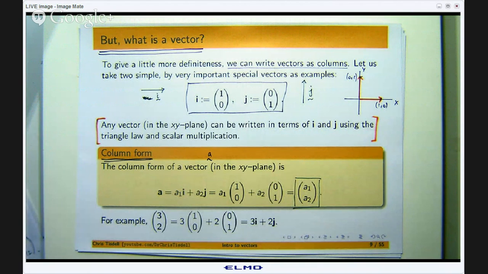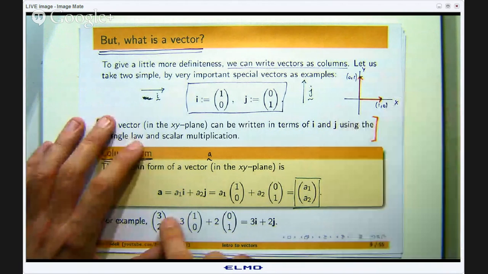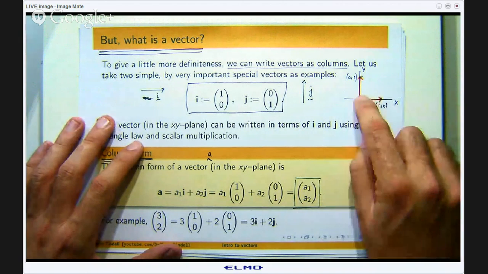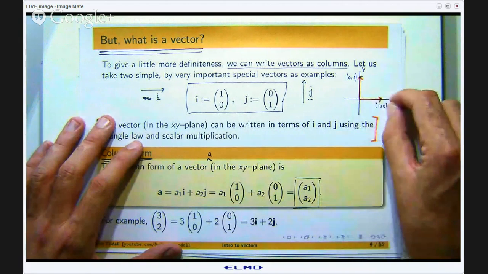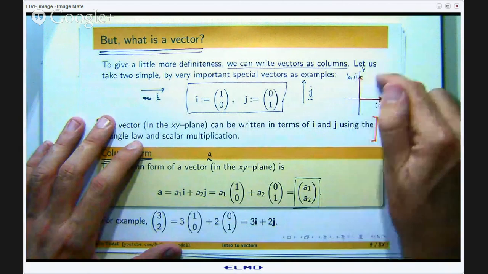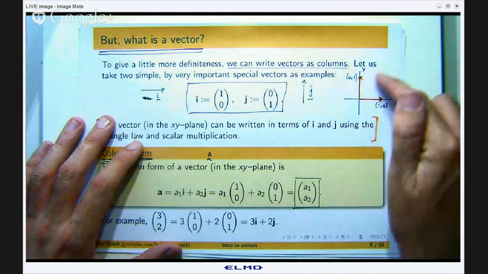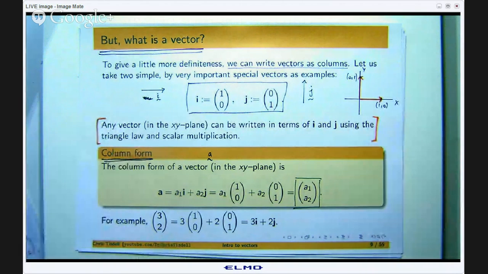Now you might think, well, what's the geometry here? Well, it's just the triangle law and the scalar multiplication law. If I have a vector up here, I can just stretch the i vector, stretch the j vector, through scalar multiplication, and then add them to get any vector I like in the XY plane. And I'll show you an animation about that later on.